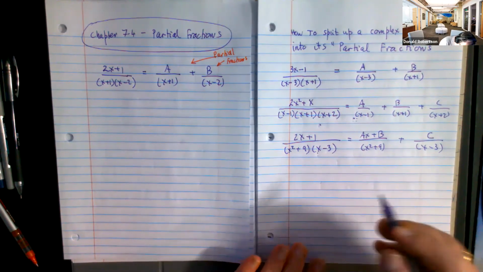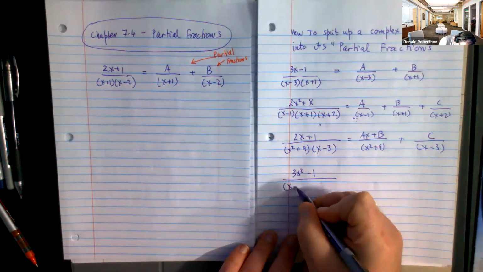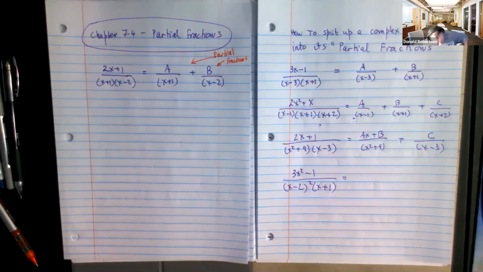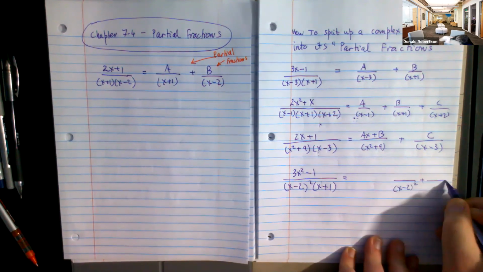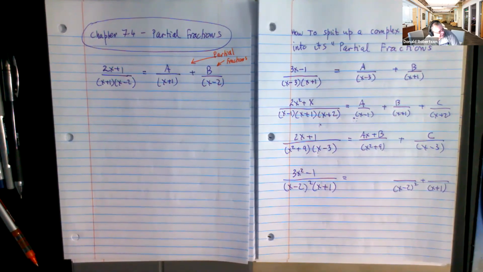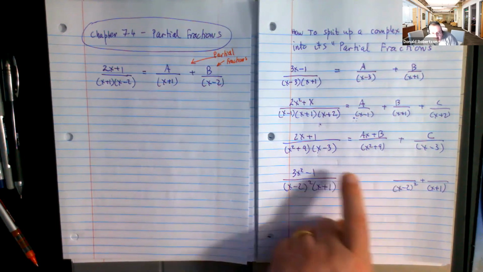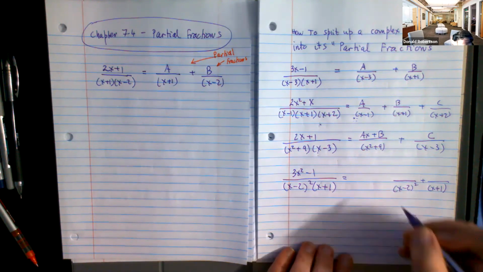Now, this one throws people for a loop. It's x minus 2 squared, x plus 1. And most people think that it just breaks into two fractions, right? Something over x minus 2 squared and something over x plus 1. And it does break into those two parts, but it doesn't break into just those two parts.